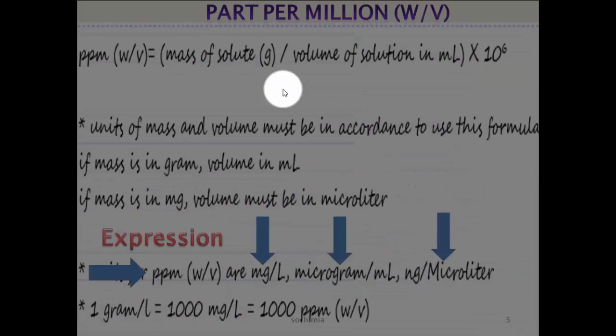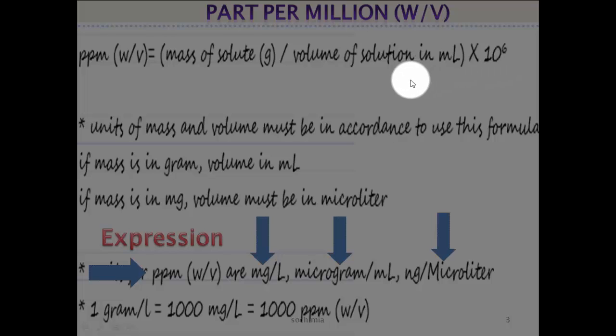If we go ahead, the second most commonly used ppm value is weight by volume. So weight by volume means that your solute will be taken in mass, in grams or in milligrams or in micrograms, and your volume of solution will be considered here in respective units. So the formula here to be noted is that ppm weight by volume is equal to mass of solute in grams, then it is divided by volume of solution in ml and multiplied by 1 million.